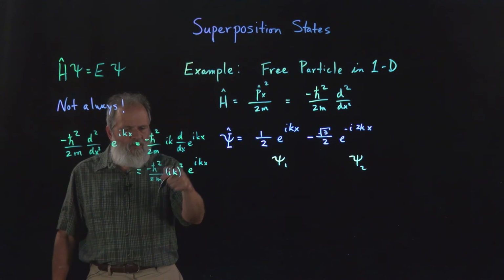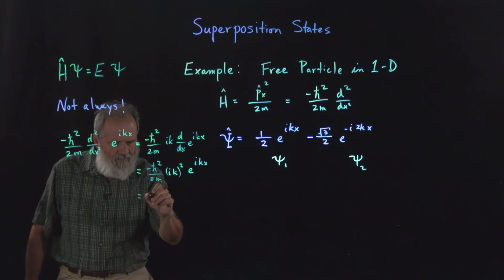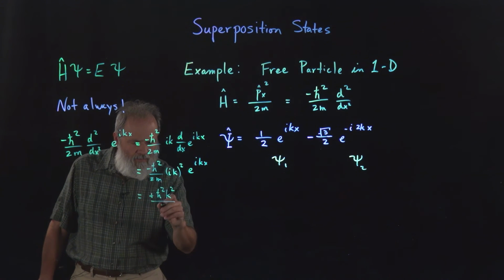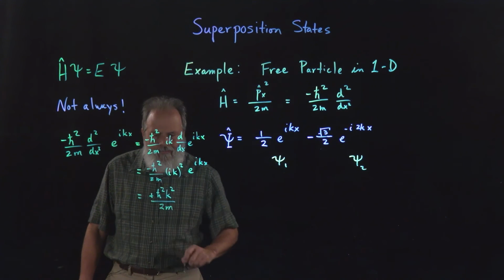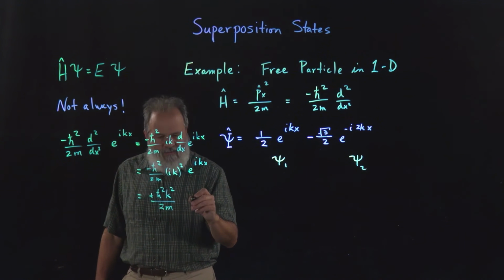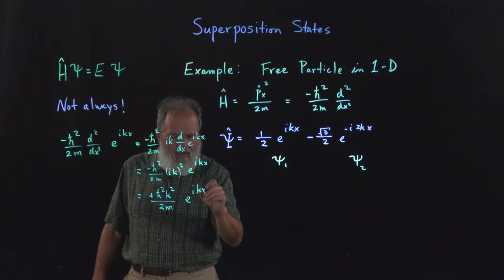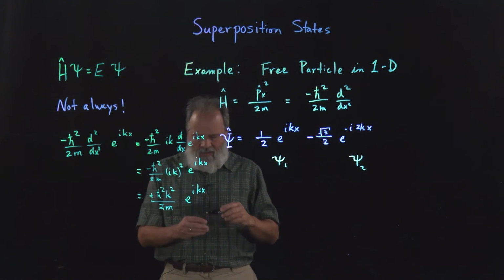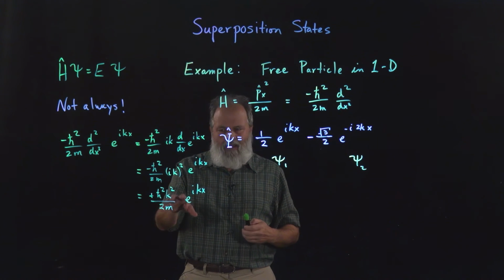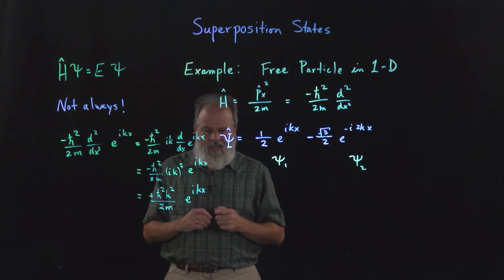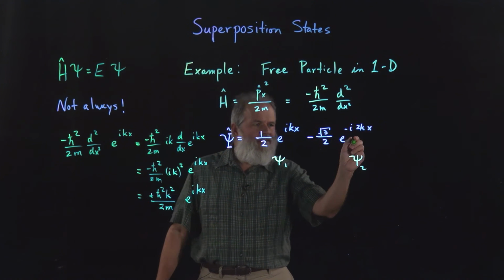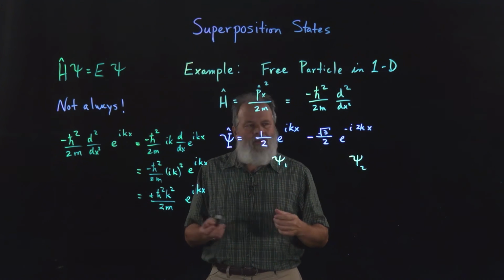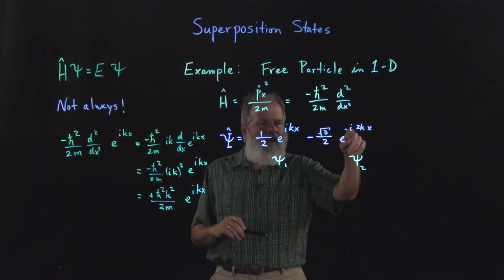Okay, now i squared is minus 1, so we're going to get a positive h bar squared k squared over 2m times the original function, e to the ikx. Okay, so psi 1 is an eigenfunction of the Hamiltonian with an eigenvalue of h bar squared k squared over 2m. Okay, so now if we were to do exactly the same sort of thing for psi 2, you should first of all realize that instead of getting ik, you're going to get i times 2k.